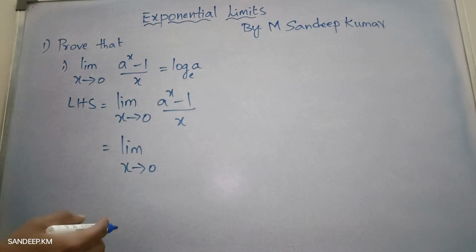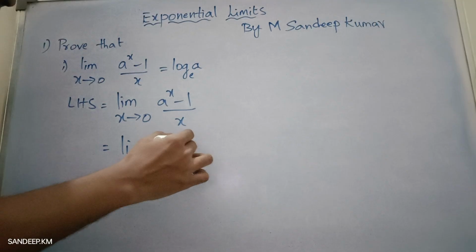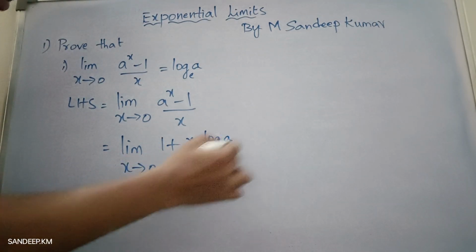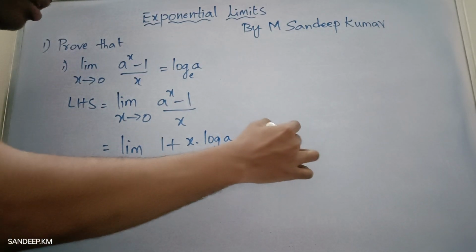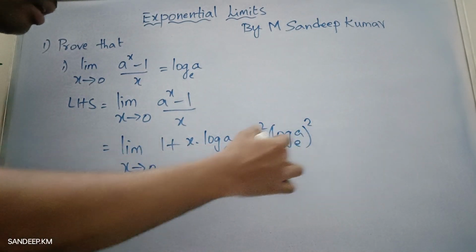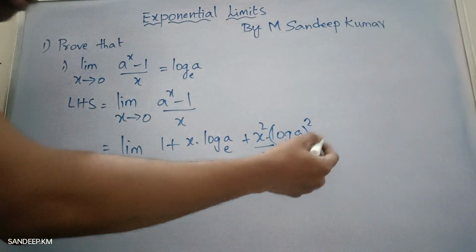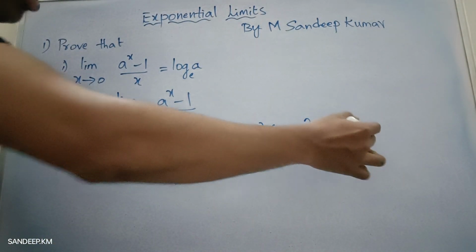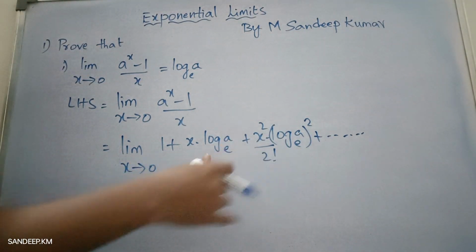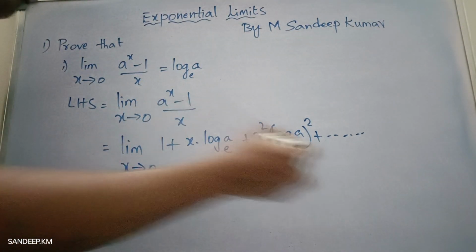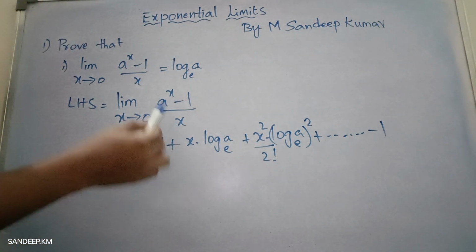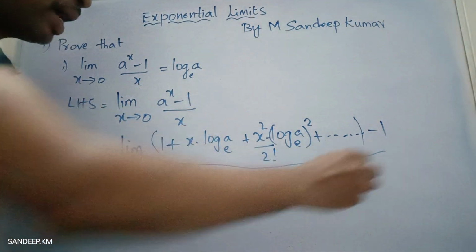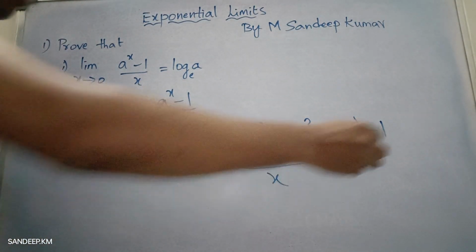Okay, coming back to the expansion of a power x, it is 1 plus x into log a base e, plus x square into (log a base e) whole square divided by 2 factorial, plus x cube into (log a base e) whole cube by 3 factorial, and so on. I'm not writing all the terms because obviously the other terms will become 0. Then we also have minus 1 here. I just wrote the expansion of a power x. Then minus 1 whole divided by x. So plus 1 and minus 1 get cancelled.